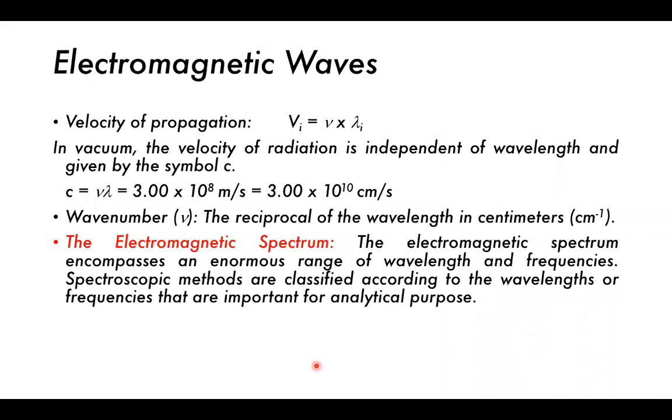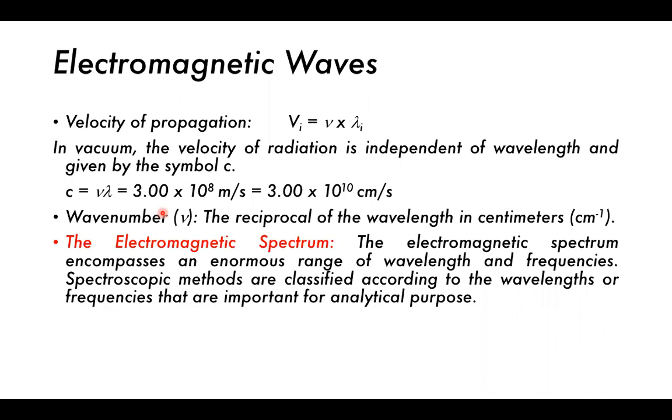So for electromagnetic waves, the velocity of propagation is given here where v_i is equal to the frequency times lambda. And so in a vacuum, the velocity of radiation is independent of wavelength and given by the symbol c. So c is the speed of light. And so that is equal to nu times lambda, which is equal to 3.00 times 10 to the 8 meters per second, or can be given in terms of centimeters per second. And so the wave number, nu bar, is the reciprocal of the wavelength in centimeters. So it's 1 over the wavelength.